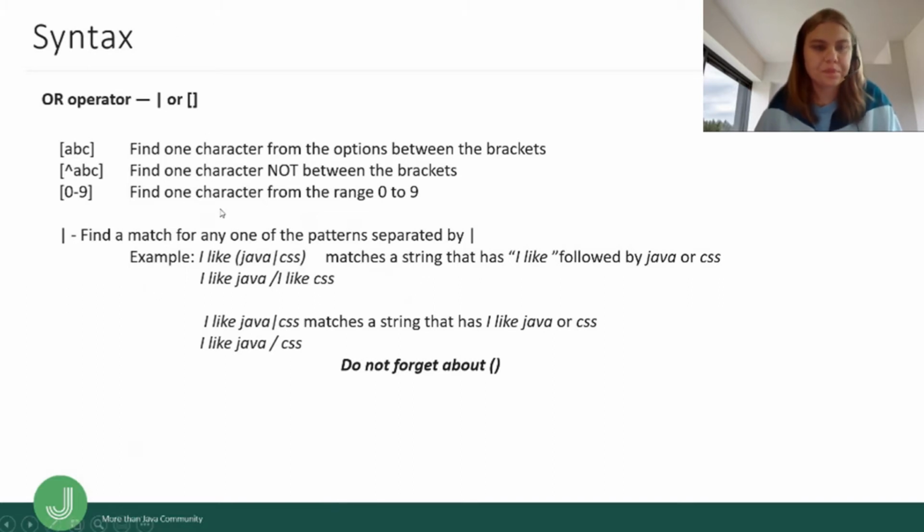For example, here we have "I like" and "Java" and "CSS" in brackets, but it will match "I like Java" or "I like CSS". The next example is without these braces, and we have here "I like Java". It will search for "I like Java" or "CSS". So that means it will match the string, for example, "I don't like CSS". So don't forget to put this into braces.